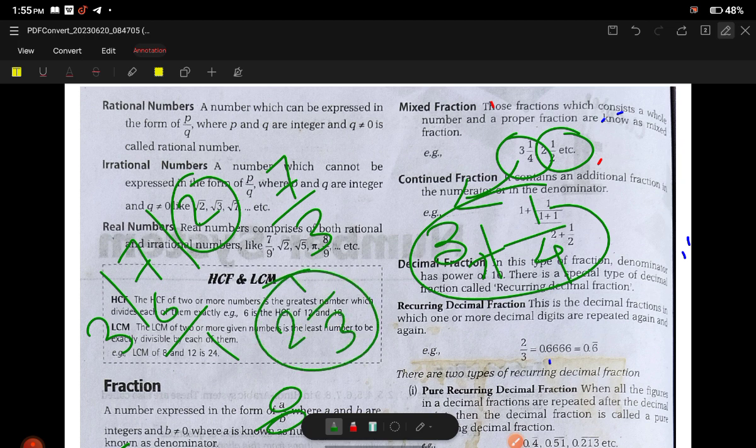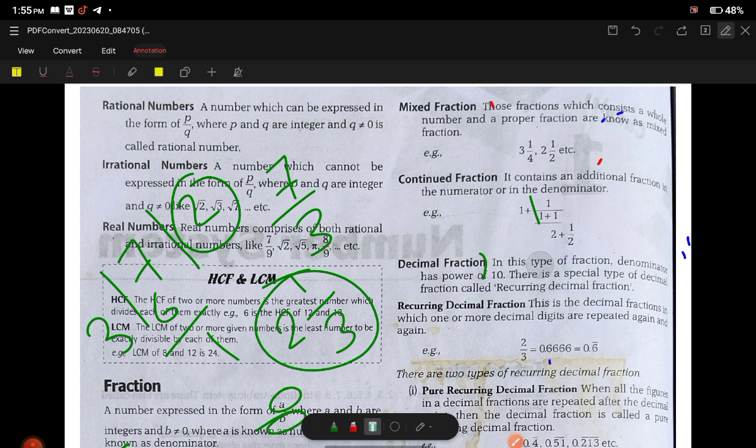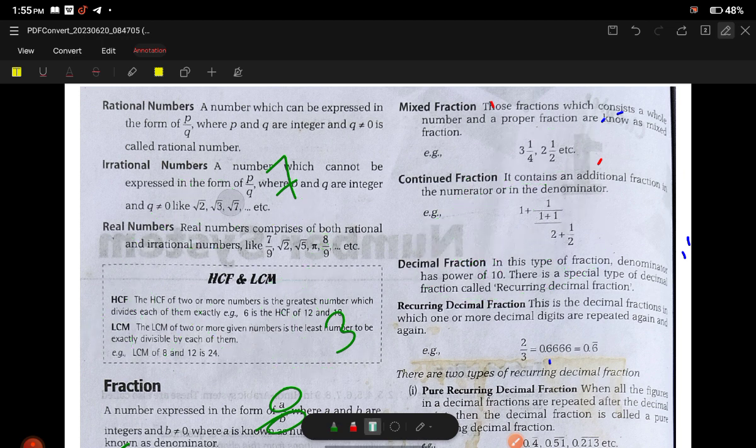So this is known as mixed fraction, where the whole part will also be there and the fractional part will also be there. That is why it is called mixed fraction. Whole and fraction both will be there, in mixed form. That is why it is called mixed. So one will be whole, another will be proper.